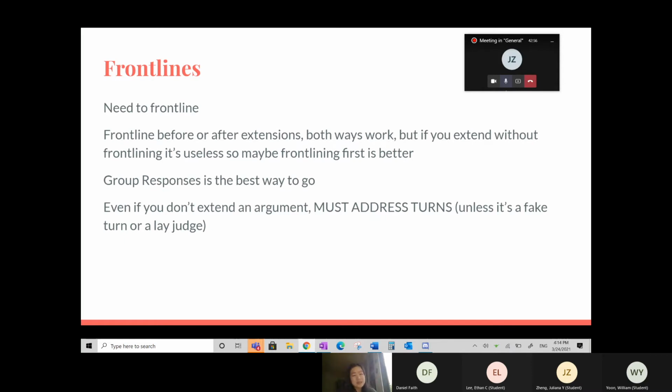So perhaps in these instances, frontlining first could be better. But it just depends on personal preference. I always do extensions first just because my extensions are pre-written. It's easier for me that way, but you don't have to do that. And when you're frontlining, grouping responses is really, really important, right?